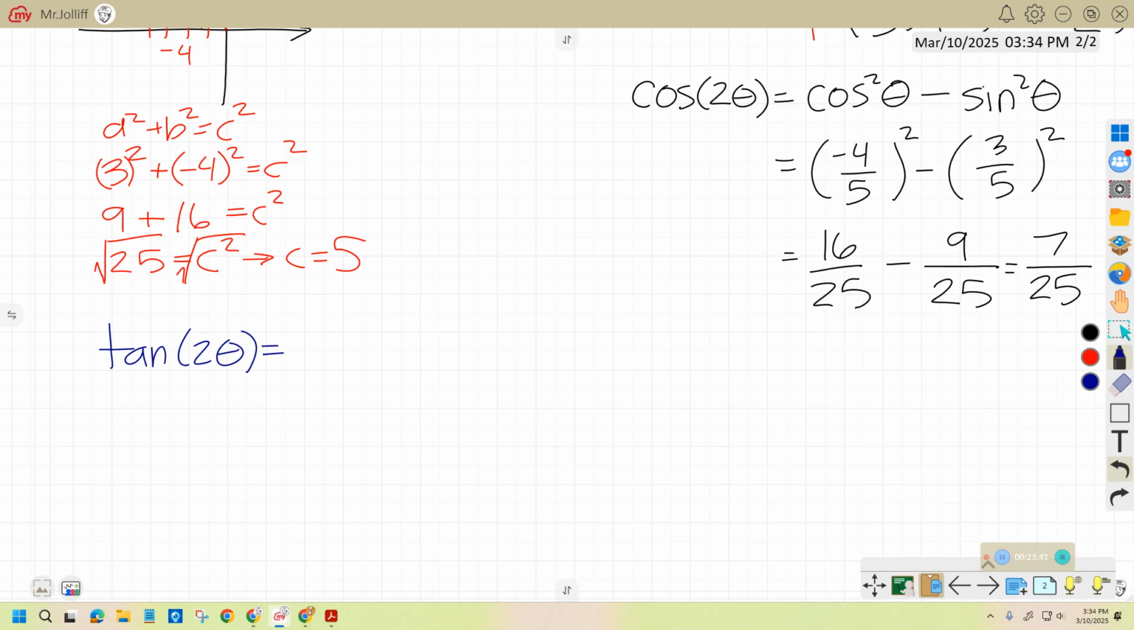You should talk to each other. I might call on your table to answer. How would we find tan of 2 theta? Organizing our binder is good. Not at the expense of not taking notes, yeah?